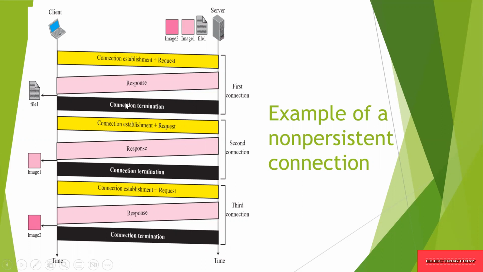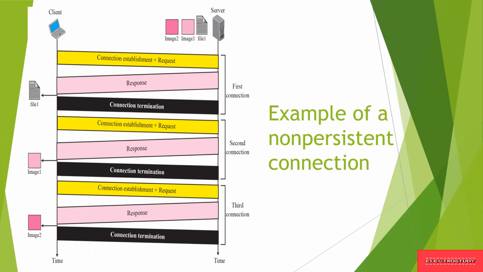Now if you see here, you can see that the client and the server are involved in three connection establishments and three connection terminations. See here, first the client is establishing its connection and giving a request. Now the server is giving the response for the particular request. After the file is transferred, the connection is terminated. The same goes for the second connection, third connection. So there are three terminations and three establishment requests by the client and the server to completely transfer the message from one end to the other end.